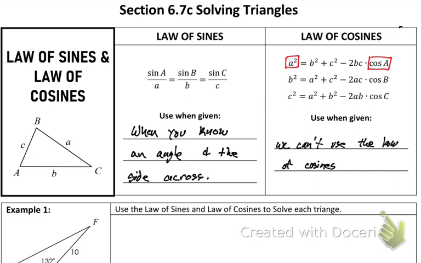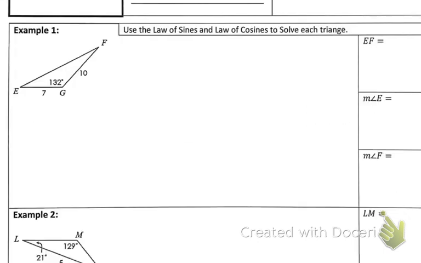All right, so we always check to see if we can use the law of sines first. So let's real quick look at what problems like this are going to look like. Example 1 says use the law of sines and law of cosines to solve each triangle. So we're going to use the law of sines and the law of cosines to solve each triangle.